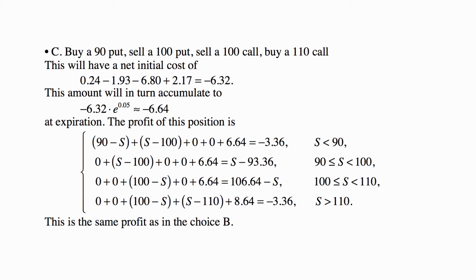The profit on this position is, again, you add up all the payoffs and this cash, and that ends up being negative 3.36 for S less than 90, S minus 93.36 for S between 90 and 100, 106.64 minus S if S is between 100 and 110, negative 3.36 for S more than 110. This is exactly the same result as in choice B, and it matches the graph in the problem.